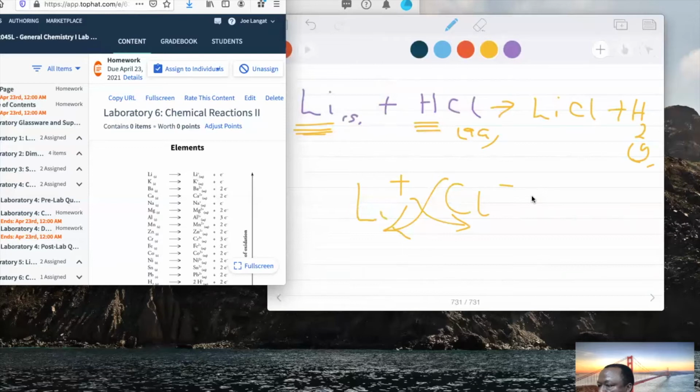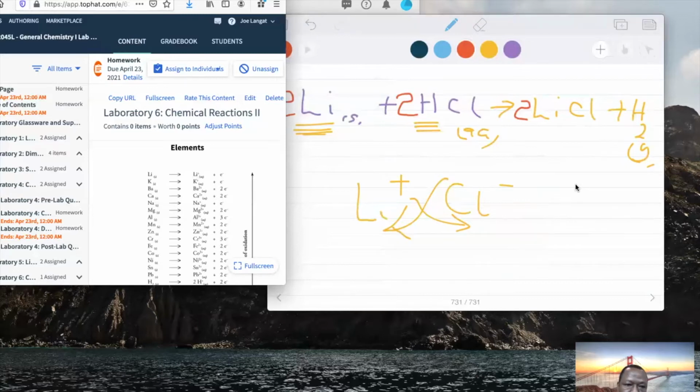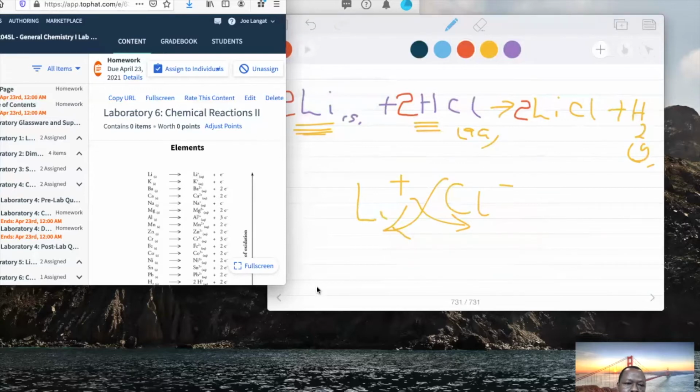We need 2 in front of HCl to balance the hydrogen gas, and 2 in front of lithium chloride and 2 in front of lithium. We say the equation is balanced. That's how you write the equation making use of the activity series. At times, it's not always that a reaction will take place.